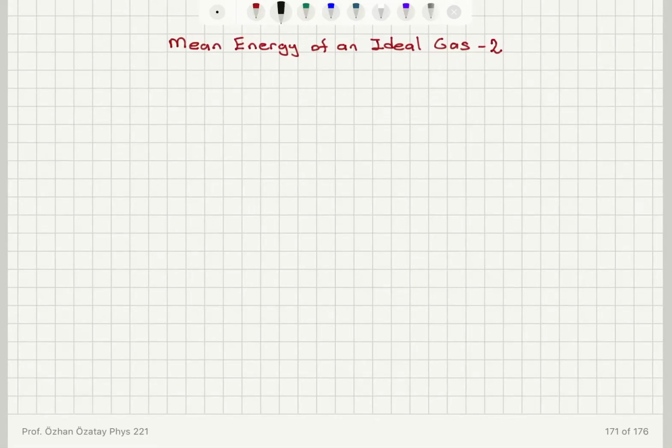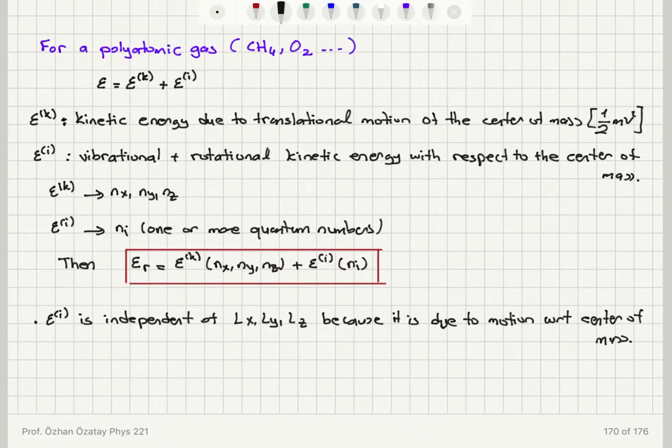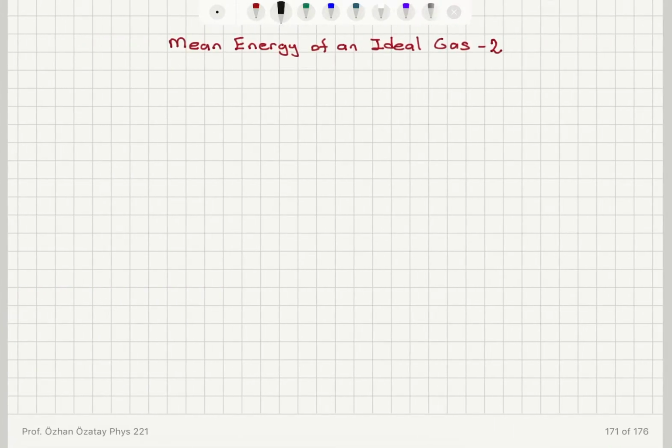Now we will continue calculating the mean energy of an ideal gas. If you remember, in the previous video we showed that there is a kinetic energy contribution epsilon kinetic, which is given by three quantum numbers nx, ny, and nz, and then there is the contribution for motion with respect to the center of mass, vibrations and rotations, with one or more quantum numbers n sub i. Now, how do I calculate the mean energy?